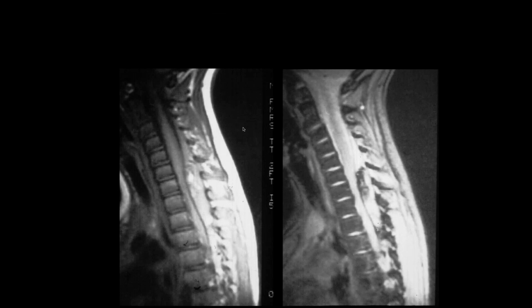And then here's what the sagittals look like. Okay, so there is like a heterogeneous collection posteriorly displacing the cord. And so here, it really looks like this collection has a nice, sharp interface here, and there's some fluid separating it from the cord. Right? And then here we can see a lot of inhomogeneity. So what do you think this is?